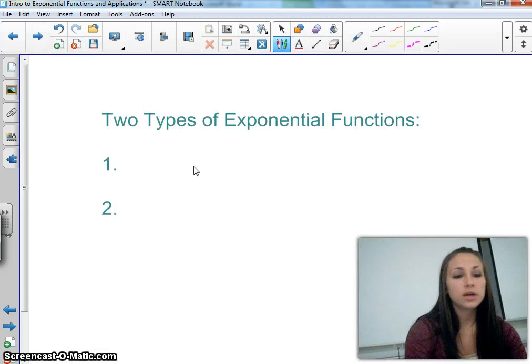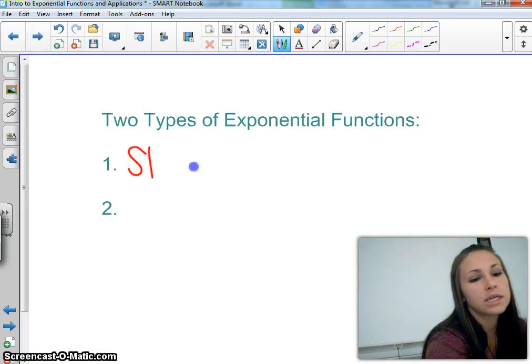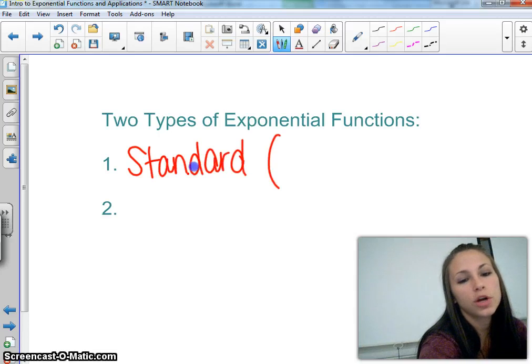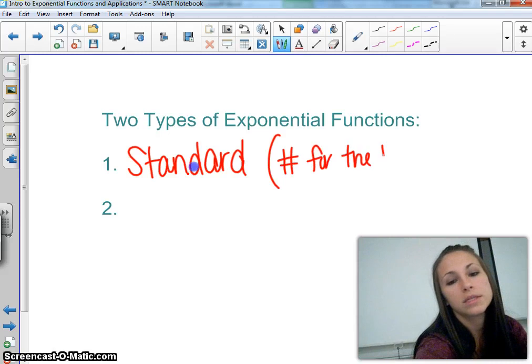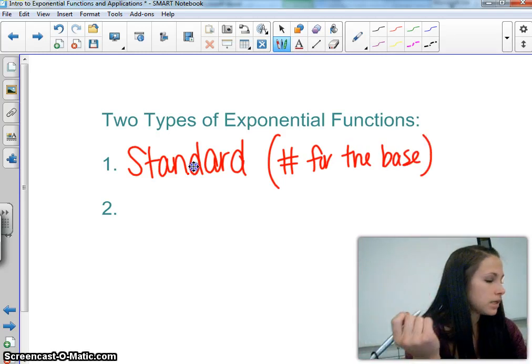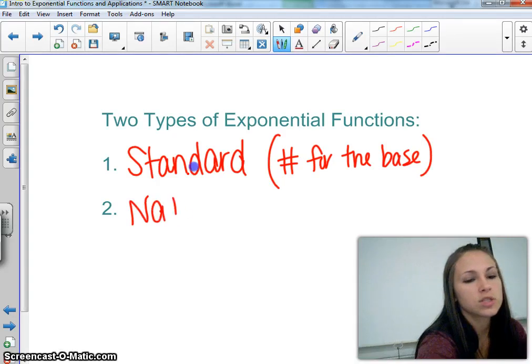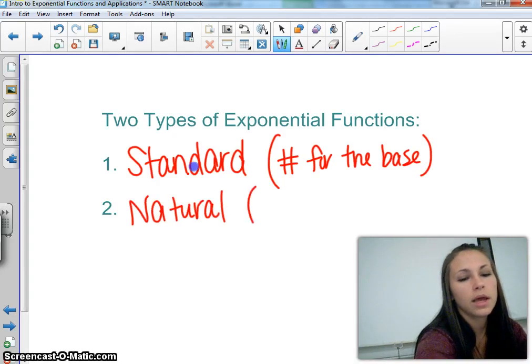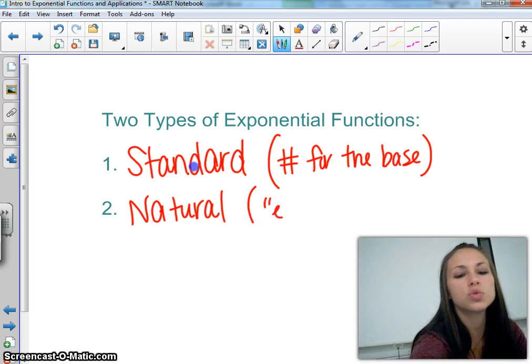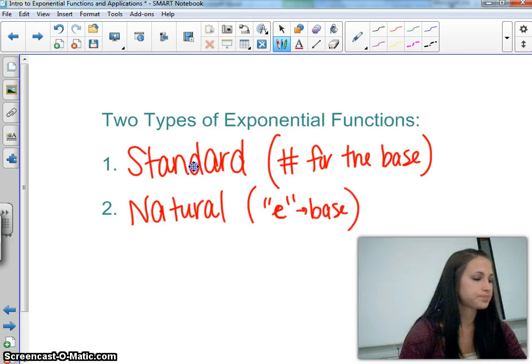Alright, so there are two types of exponential functions. The first is a standard exponential. And this is just where you have a number, any number, for the base. Okay, any number except 1. So the next is a natural exponential. And hopefully you've seen this before. We'll talk more about e in a second and where it comes from. But this is just when you have base e, okay, as your base. So e is your base.